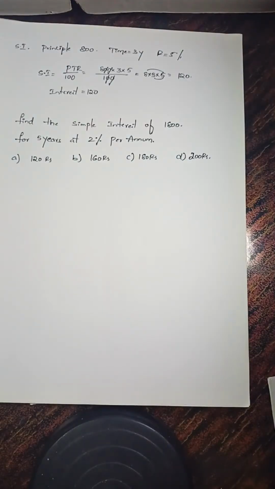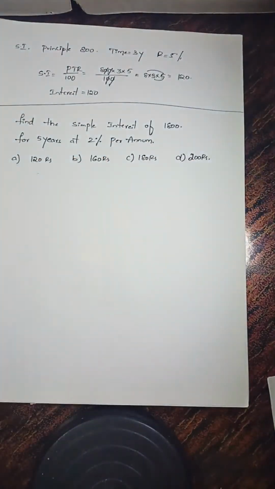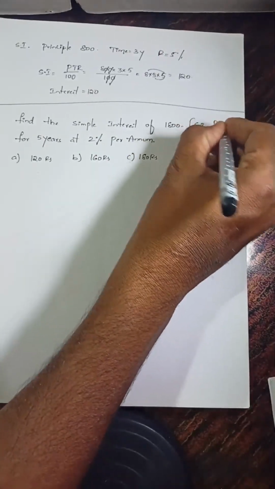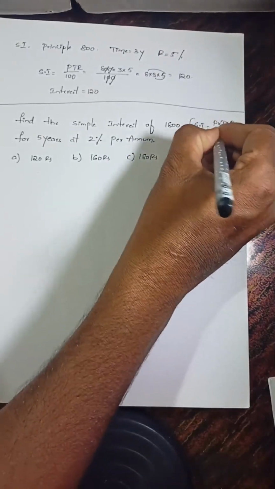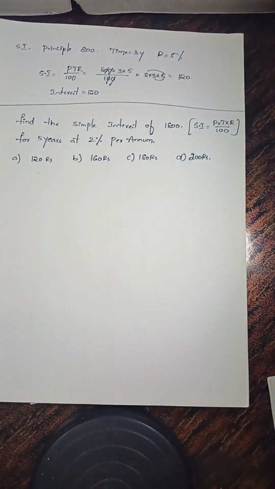So this is the session ending. Tomorrow we are going to take another class. As I said, the simple interest formula is P into T into R by 100. This one formula we are going to use for this problem.